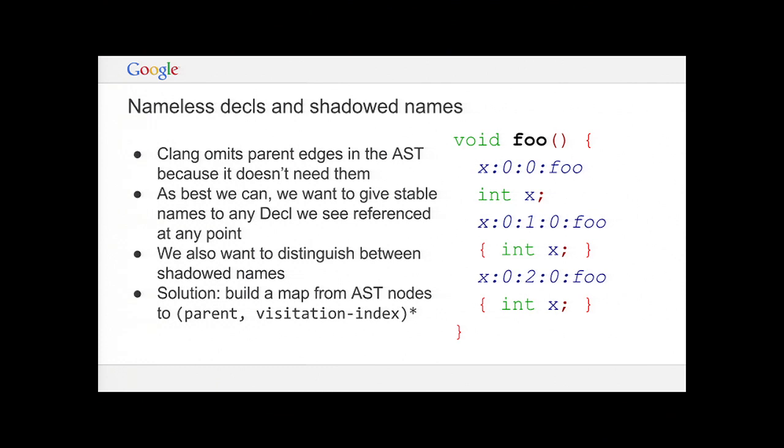Every time we run the indexer, we get the same names. And it doesn't matter which header files we've included, for example, because these aren't counts of all of the nodes we've seen up to this point. The names terminate at the first named decl that's reachable from, let's say, outside the current context.